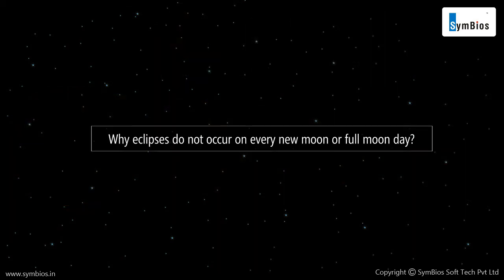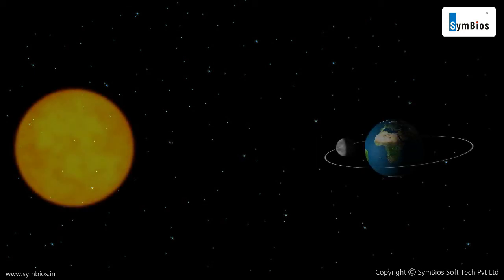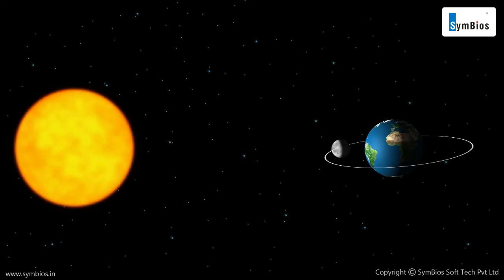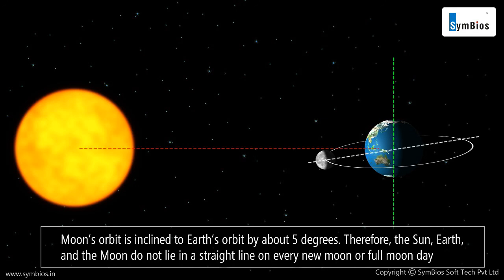Why do eclipses not occur on every new moon or full moon day? A lunar eclipse does not occur on every full moon day, nor does a solar eclipse occur on every new moon day. This is because the Moon's orbit is inclined to Earth's orbit by about 5 degrees. Therefore, the sun, earth, and the moon do not lie in a straight line on every new moon or full moon day.